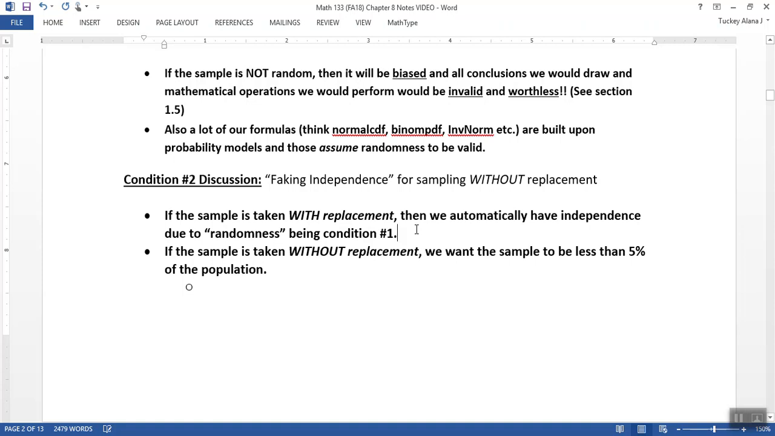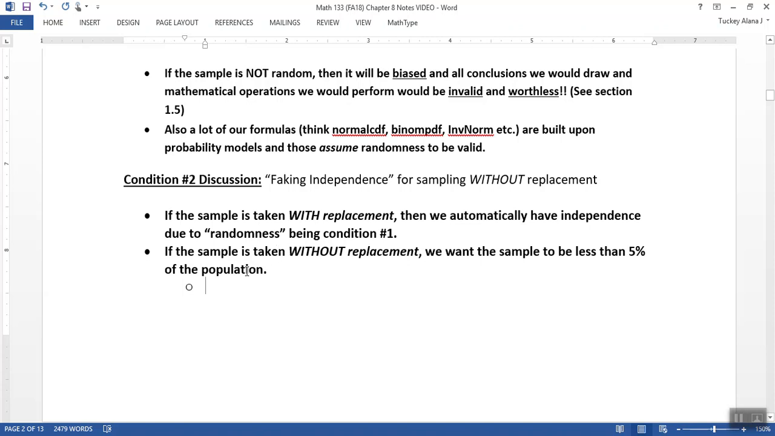In the case of surveys, for example, people's names get drawn out of a hat, but then you put them back in and they're still eligible for being drawn. It would be rare, but you could imagine some circumstances where that could happen. If that's the case, then you automatically have independence and you don't have to worry about it. Where you have to worry is if it's taken without replacement. In that case, you really only want your sample to be less than 5% of the population.